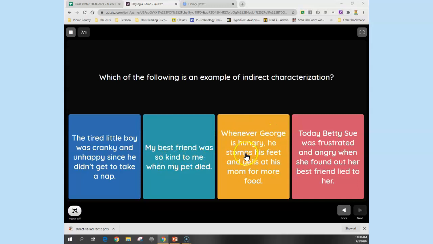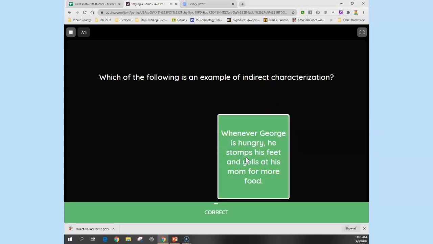Whenever George is hungry, he stomps his feet and yells at his mom for more food. I don't have an adjective here. But I know from the way he acts, he's spoiled. He's mean. I did not get that adjective from this. I had to infer the adjective, so that's indirect characterization. But let's look at the last one. Today, Betty Sue was frustrated and angry when she found out her best friend lied to her. Frustrated and angry. Those are the adjectives. So that's direct characterization. This is direct characterization, and this is direct characterization. This one I had to come up with the adjective all by myself, so that is the example of indirect characterization.